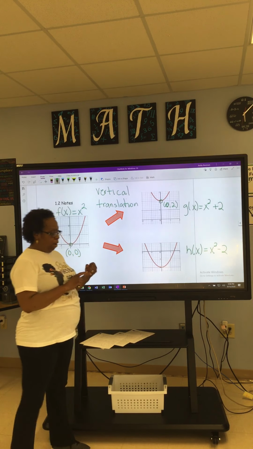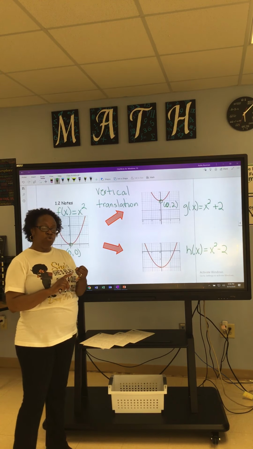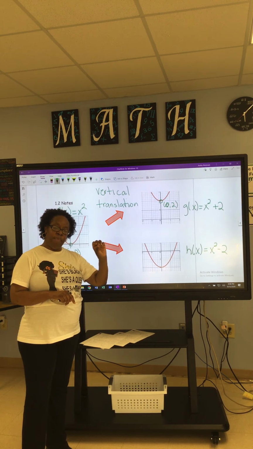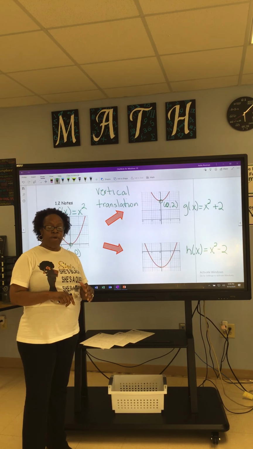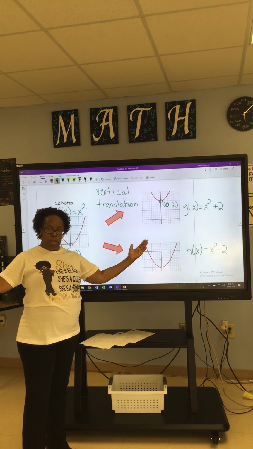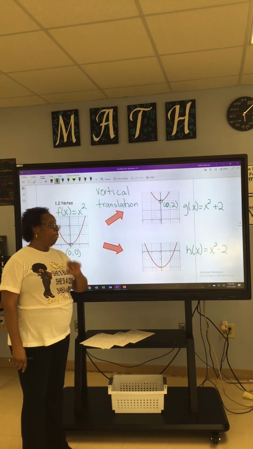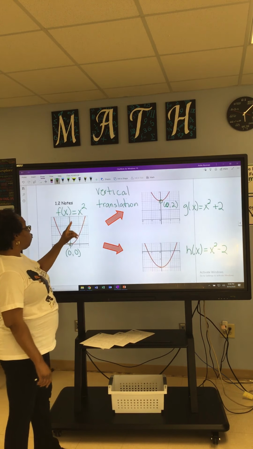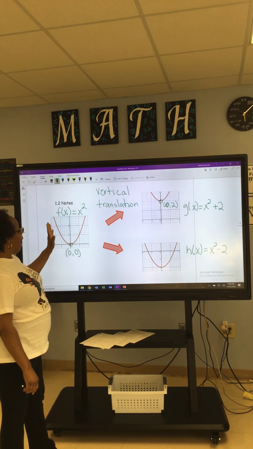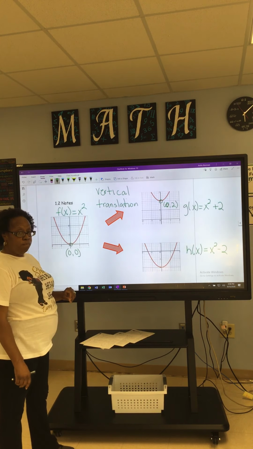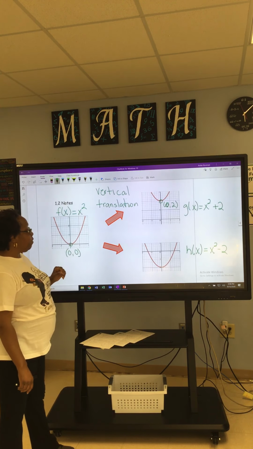So we've looked at now a vertical stretch, moving up. That's when a is greater than 1. We looked at a vertical shrink. That's when a is between 0 and 1. We've now looked at a vertical translation where we've added or subtracted a number to the x squared. Okay? So that's another type of movement.